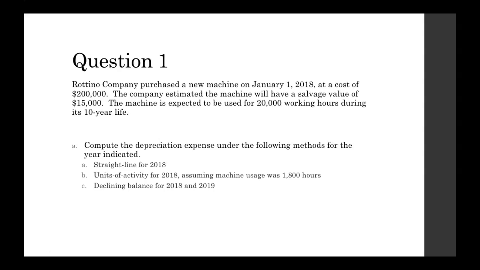So we have those 3 depreciation methods, right? We have the straight line method, the units of activity method, and then the declining balance method. So we will figure out our depreciation expense for straight line in 2018, units of activity in 2018, assuming that machine usage was 1,800 hours, and then the declining balance method for both 2018 and 2019.